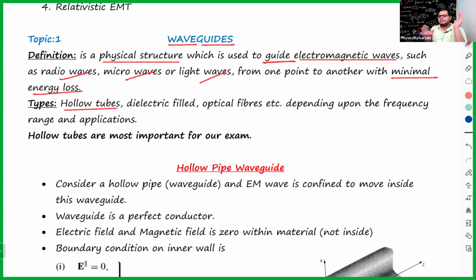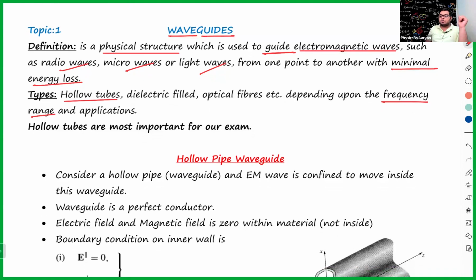And waveguides are divided in terms of frequency range. Means if you want to send radio waves, you will use one kind of waveguide. If you want to send microwaves, you will use another kind of waveguide. And if you want to send light waves, you will use another kind of waveguide, right? And also it depends upon the applications. Is it a medical application, a communication application? What kind of applications do you have in your mind? So on the basis of these two things, we categorize our waveguides.